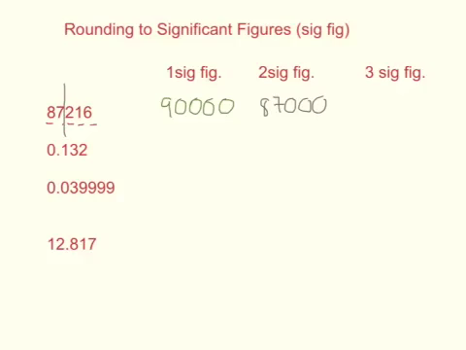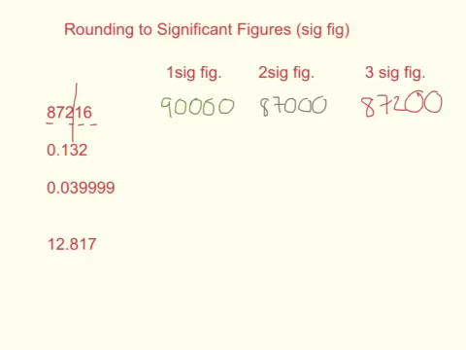where it is. And then thirdly, to 3 significant figures, we just need to go 1, 2, 3, cut it off after the 2. The 1 means the 2 stays the same, so it's 8, 7, 2, 0, 0 to 3 significant figures.